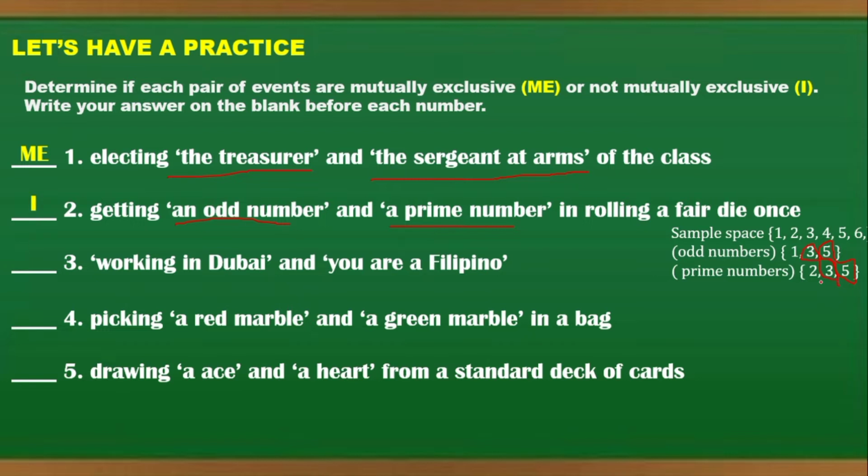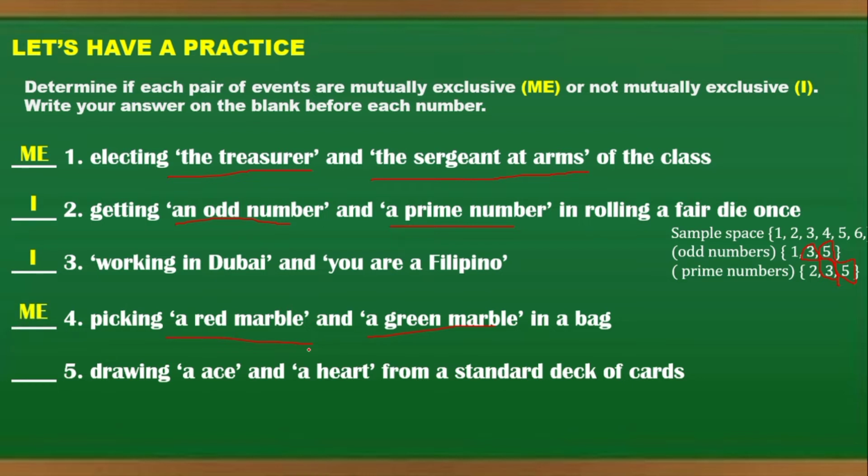Number 3. Working in Dubai and being a Filipino. As you all know, we can work in Dubai even though we are Filipino. So this event can occur at the same time. So this is an example of not mutually exclusive events. Number 4. Picking a red and a green marble in a bag. These events cannot occur at the same time. So we can consider this as mutually exclusive events.